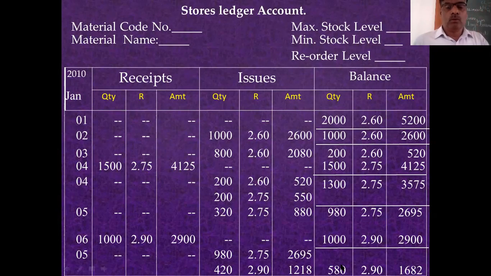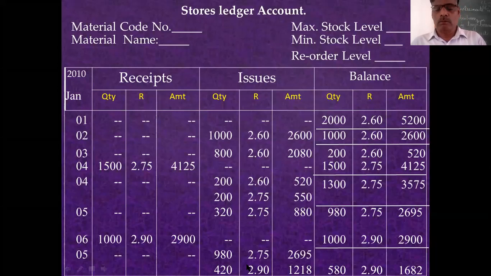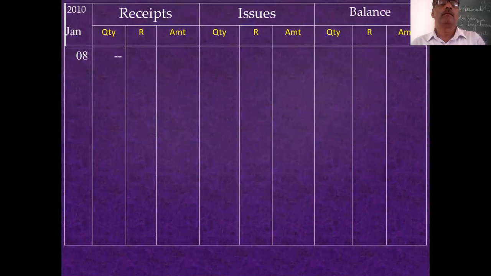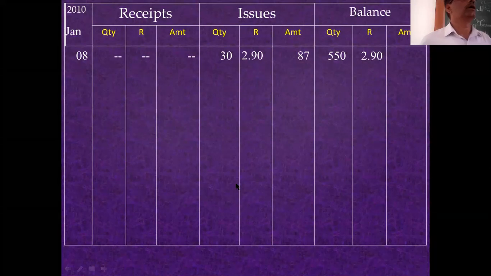Clear? 2.90 is in the balance column, therefore you issue at 2.90. Amount is 87. Now, out of 580, 30 units issued, then balance is 550. Issued means returned to vendor. Amount is 1,595. Clear? Next date. What is the next date? 9.